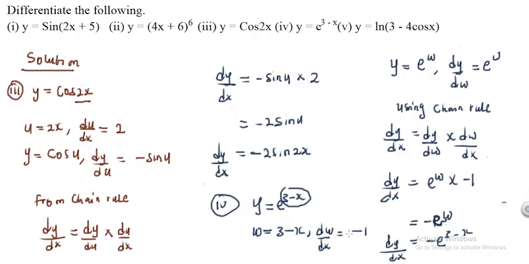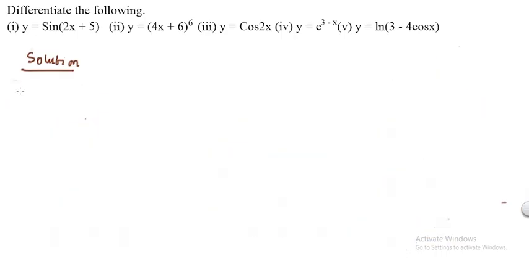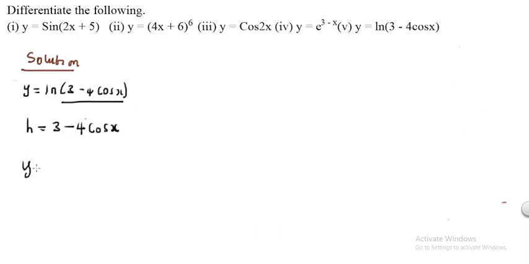Now for the last example, you can pause the video and also try to solve it yourself. The last example simply says y is equal to ln of 3 minus 4 cosine x. Now what you want to do is find the function inside the function. The function inside the function here is 3 minus 4 cos x. So let's write this as h. This will be h is equal to 3 minus 4 cos x. Now at this point, my value of y simply becomes y is equal to ln h.